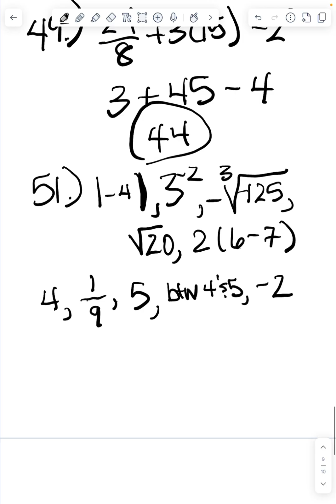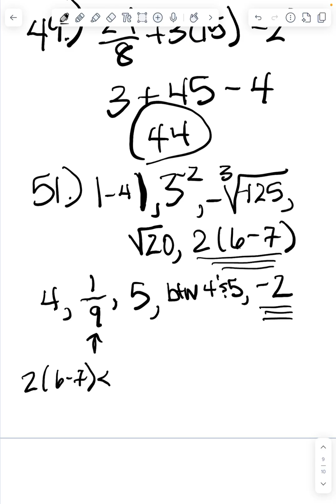So, okay, now we need to write the expressions, not these answers here, from least to greatest. So the smallest thing is going to be this, -2. And I got that -2 from this expression, which means that's the smallest one. So I'm going to write 2 times the quantity 6 minus 7 first. What would come next? Probably my fraction here. My fraction 1/9. That came from this original expression of 3 to the negative second.